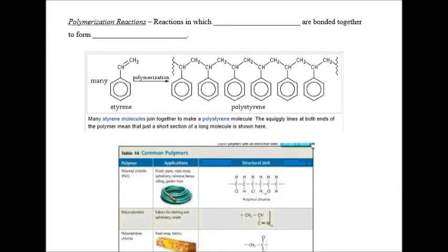The 6th reaction is a polymerization reaction. This is a reaction in which monomers, which are small molecules, are combined or bonded together to form polymers. So here we have styrene, a simple molecule, but when joined together, they form polystyrene. So polystyrene is a polymer of styrene.